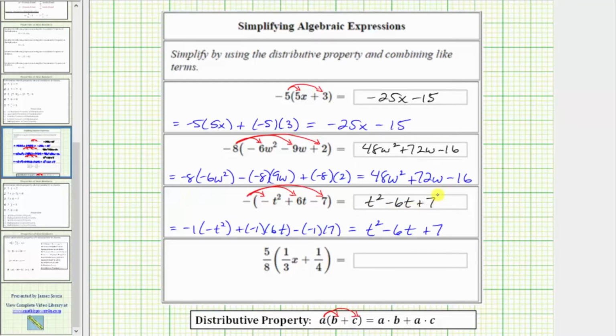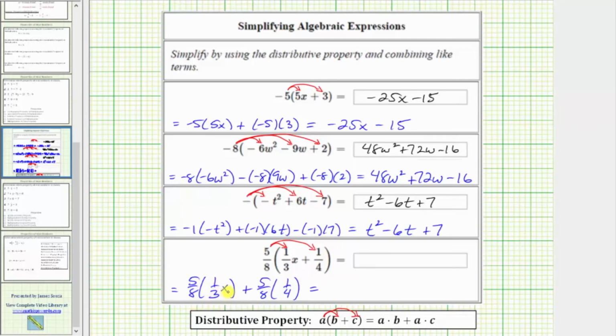And now for the last example, we have 5/8 times the quantity 1/3 x plus 1/4. We distribute 5/8, which means we'll have two products, 1 and 2. This is equal to 5/8 times 1/3 x plus 5/8 times 1/4. Before multiplying, notice how there are no common factors other than 1 between the numerator and denominator, and therefore we can multiply, knowing the product will not simplify.